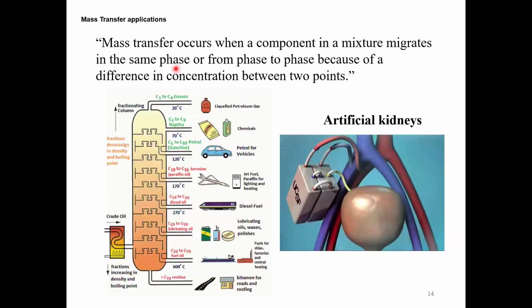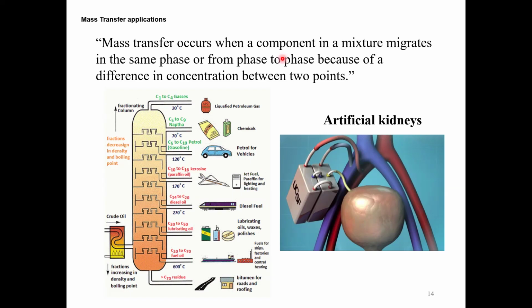And from here we will shift gear and move on to mass transfer. Mass transfer occurs when a component in a mixture, say if you have components A and B, or different chemicals within a mixture. If you consider a gas, for example, with helium and nitrogen, that's what we are talking about.